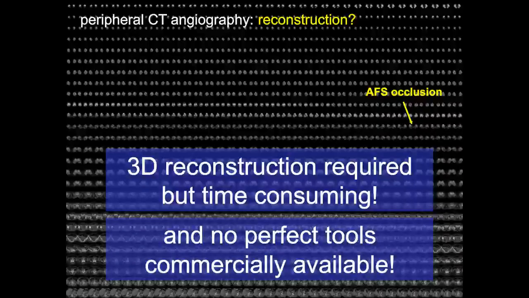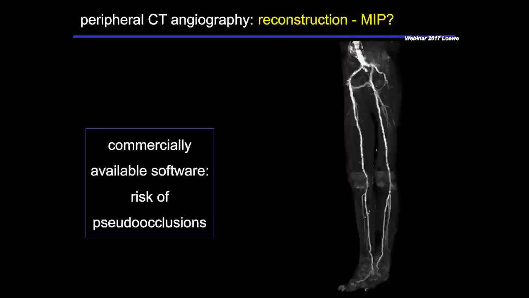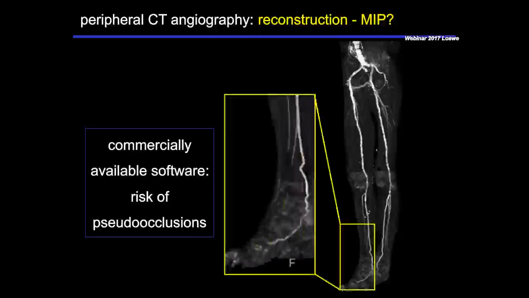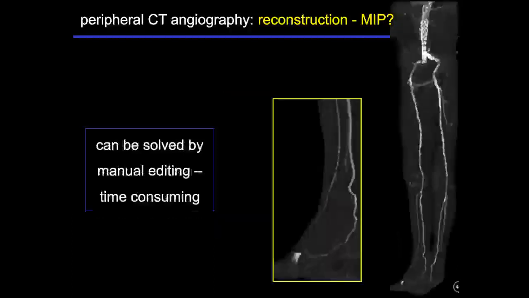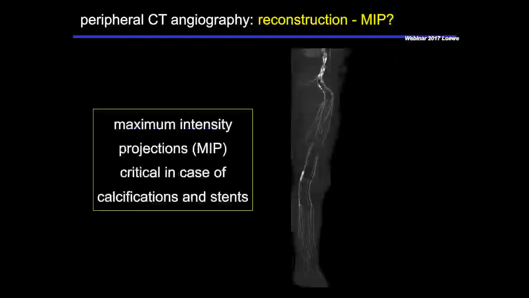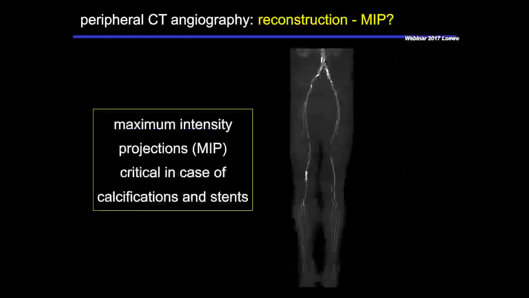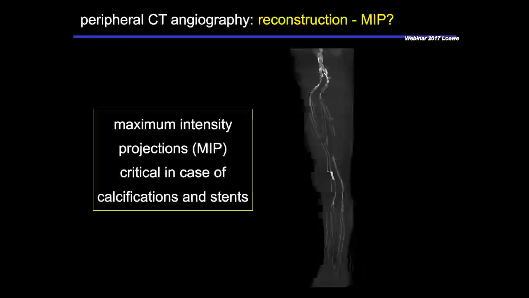Of course, what can be used is a normal MIP projection, but there is the risk of pseudo-occlusions, especially in proximity to bony structures. Then there is sometimes an artificial occlusion of an in fact patent vessel. So you have to manually edit and improve your outcome, and this is rather time-consuming. However, they give a rather good overview about the situation, but they are critical in case of calcifications and stents.